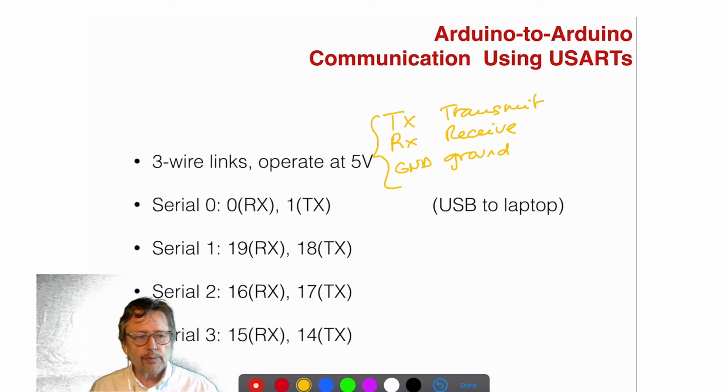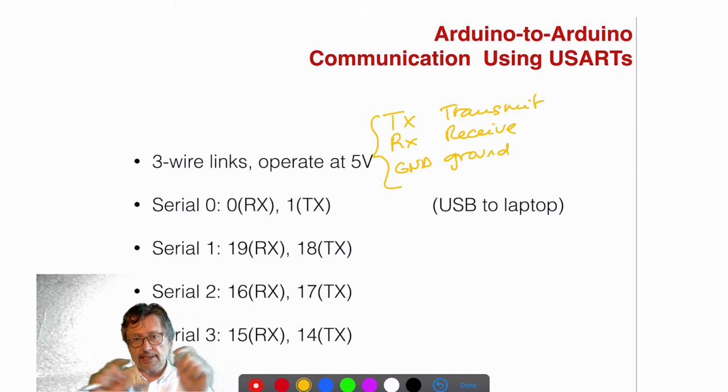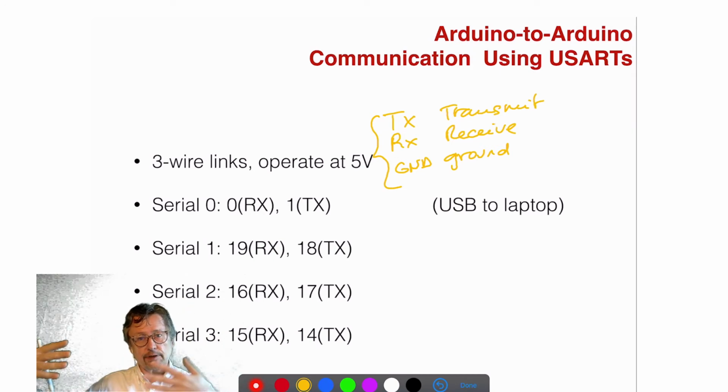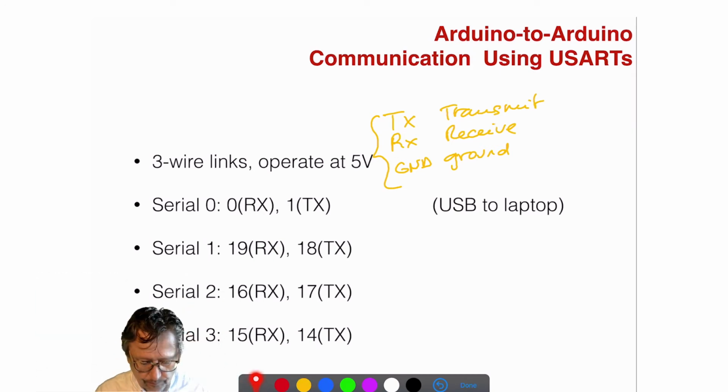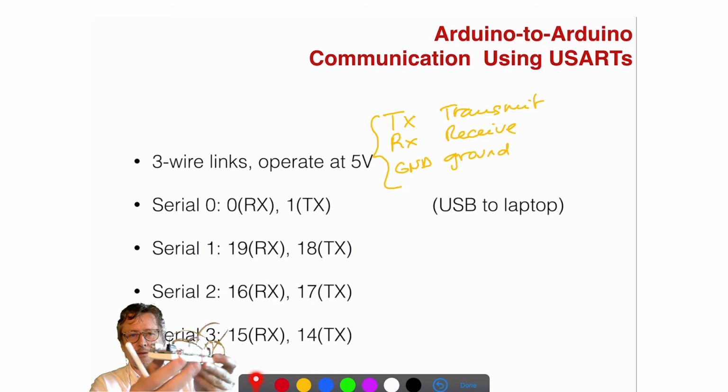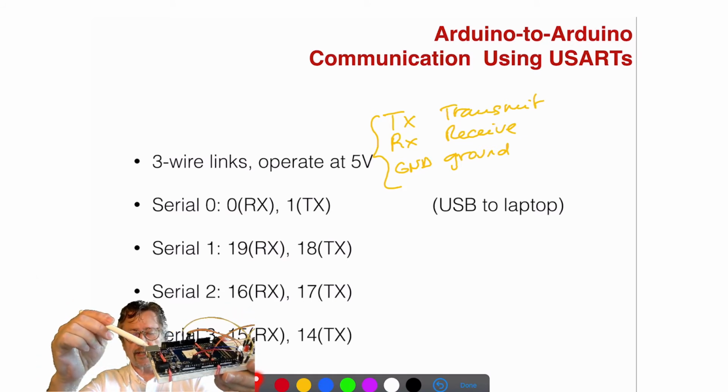So the Mega that we are using in class actually has four serial ports. So we could actually connect it to four different devices and have four different types of serial communication. Serial 0 is the one that is used by the USB connector. So the USB connector, I'm going to show that. This actually is connected to serial 0.